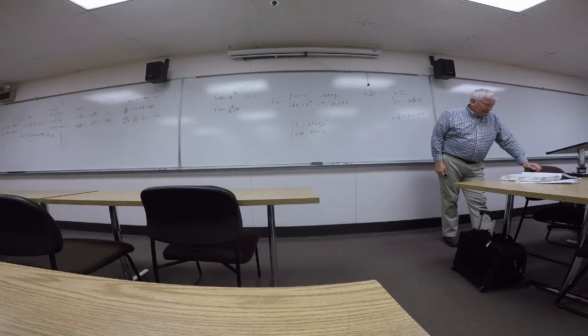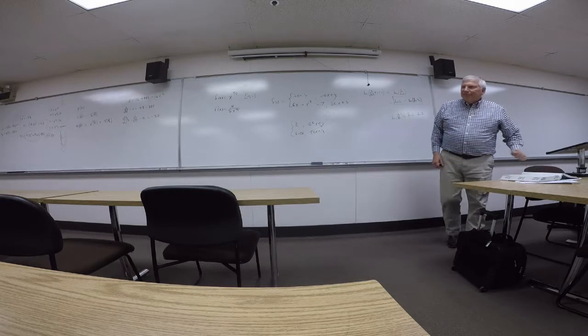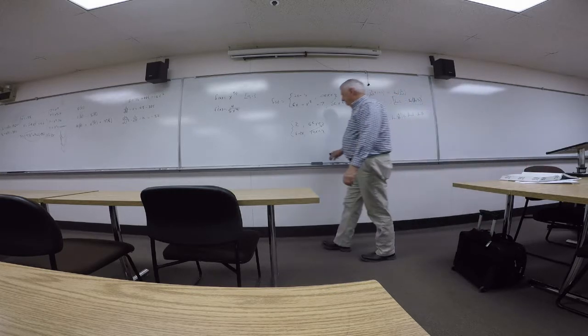Let's see, next up, number 18. Suppose that f double prime is continuous on the closed interval [a, b], and that f has 3 zeros in that interval. Show that f double prime has at least 1 zero in [a, b], and generalize the results.